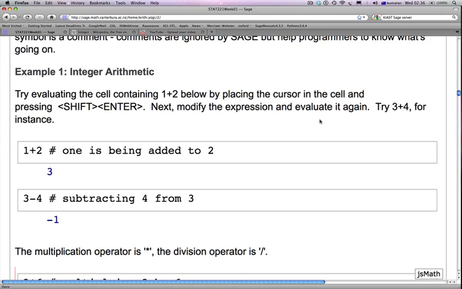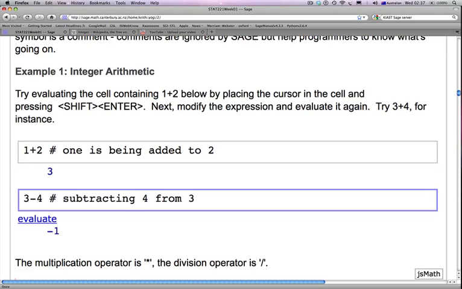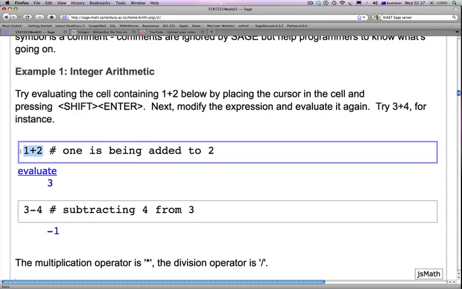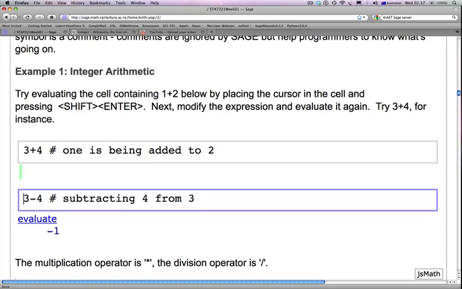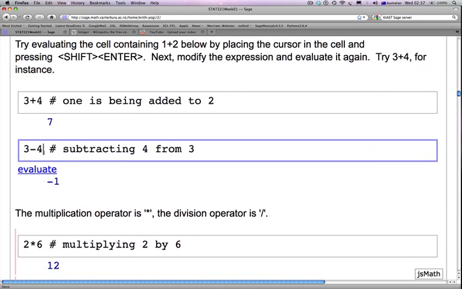Example 1 is integer arithmetic. Now try evaluating the cell containing 1 plus 2 below by placing the cursor in the cell and pressing Shift Enter. Now we can modify the expression and evaluate it again. For example, let's try 3 plus 4. That's 7. Okay, that's great. Now we can subtract 4 from 3.